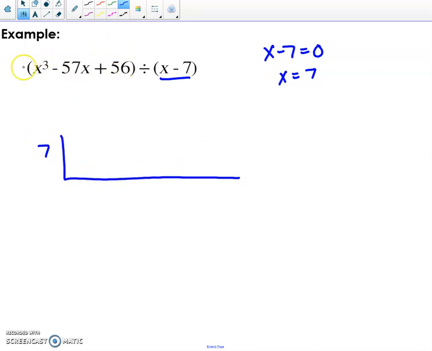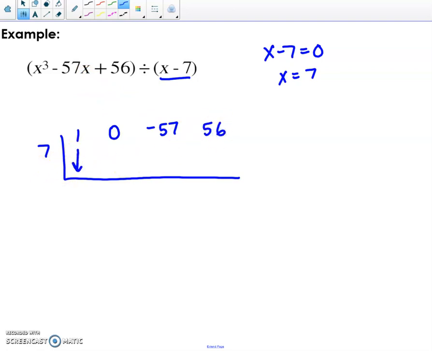Okay, then we're going to write the coefficients along the top. If we are missing something, we'll put in a 0. So the exponents go 3, 1, nothing. So we're missing the x squared term. So in front of x cubed, we have a 1. Since there's no x squared term, we're going to put a 0. The x term is a negative 57, and then the constant is a 56.